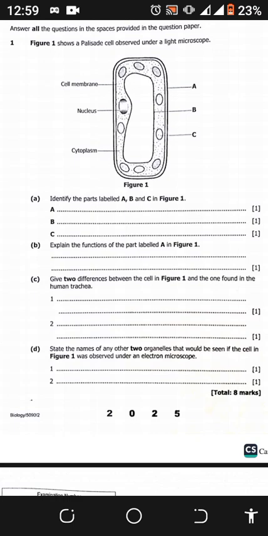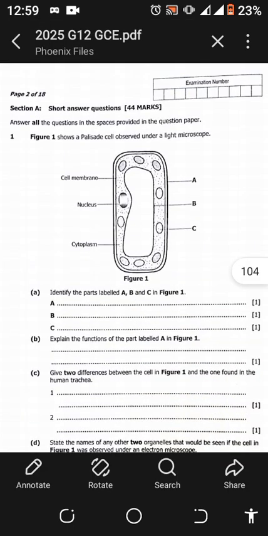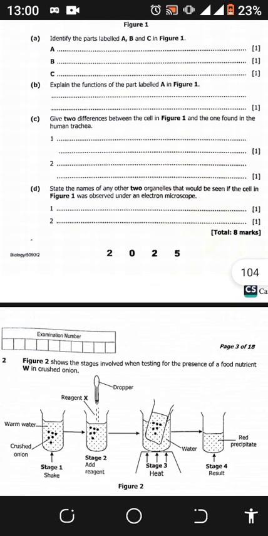Then the second difference is that the animal cells, which are the cells found in the human trachea, don't have cell walls, whereas this structure here, the palisade cell, has a cell wall. Now, those are your two differences.